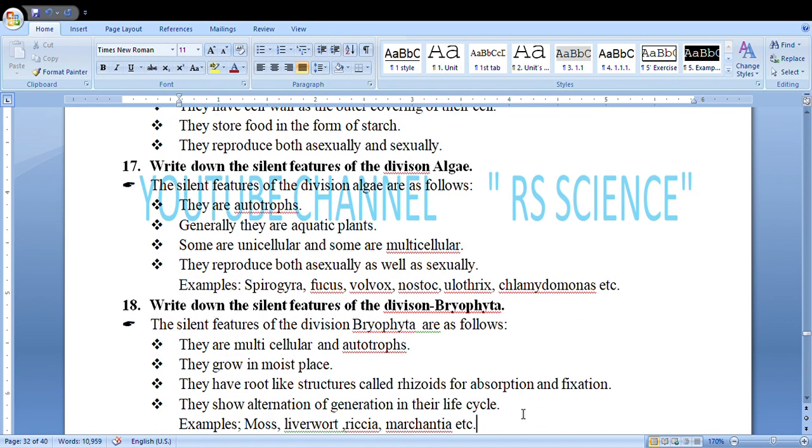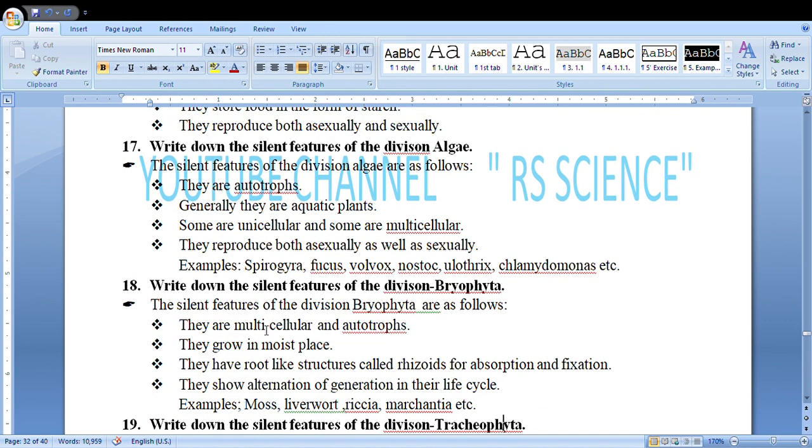Write down the salient features of Bryophyta. Bryophyta has the following salient features. They are multicellular and autotrophs. They grow in moist places. They have root-like structures called rhizoids for absorption and fixation. They show alternation of generation in their life cycle.